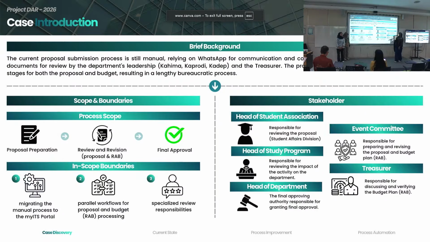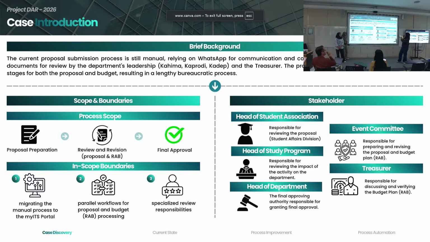So, as I said before, the long period of time is what we're going to break down today. I'm going to give you a brief introduction about this case. The current proposal submission process is still manual. It relies heavily on WhatsApp for communication and coordination, as well as physical documents for review by the department's leadership, such as the head of the student association, head of the study program, and head of the department. So it goes through multiple layers of approval before it gets the final approval, and it leads to a very long bureaucratic process.